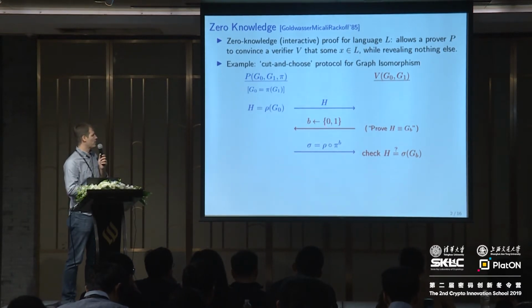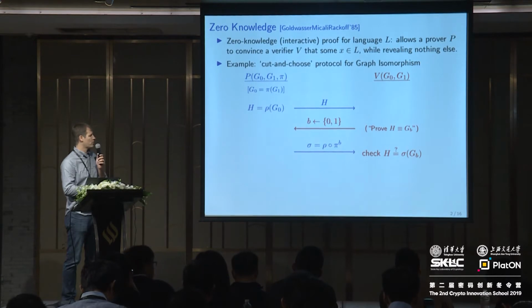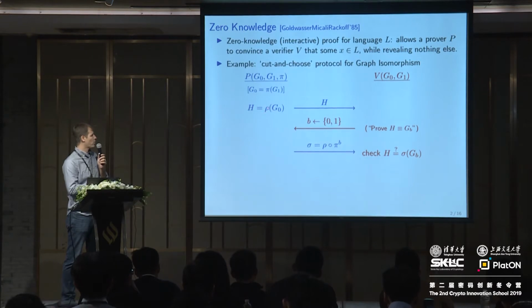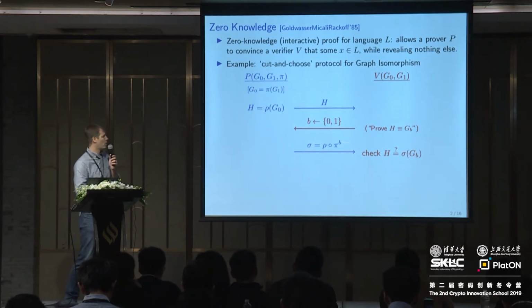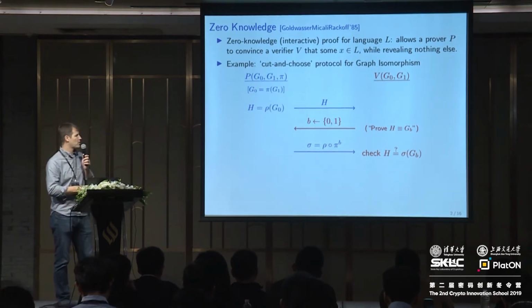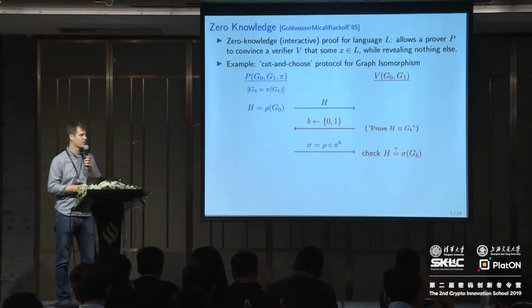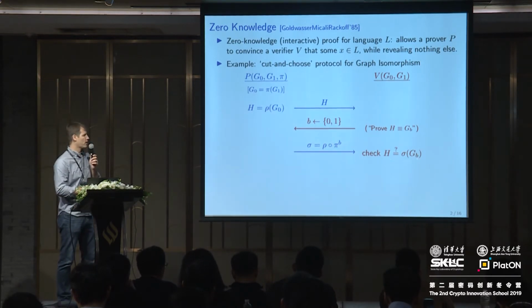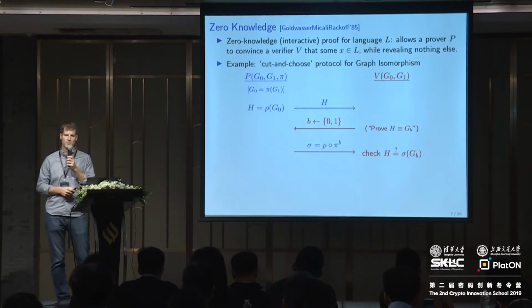So for example, if the verifier requests G0, then we just send rho, right? The permutation rho connects G0 to H. If the verifier requests 1, or an isomorphism between H and G1, we can present that as well. We just compose rho with pi, right? So pi of G1 gives us G0, and then rho of that gives us H. So this will always be a permutation connecting H to the desired graph, and the verifier does indeed check that sigma, the permutation, does so.